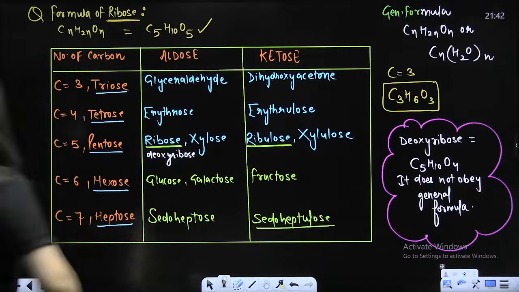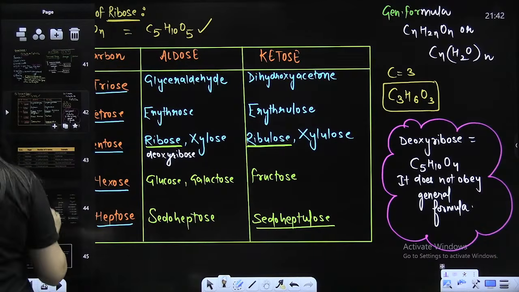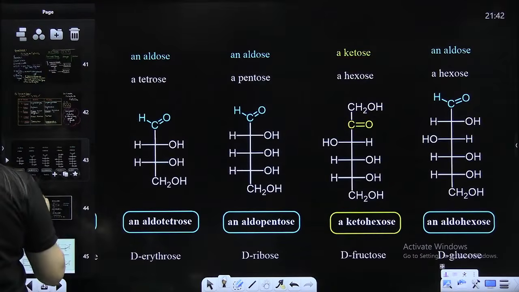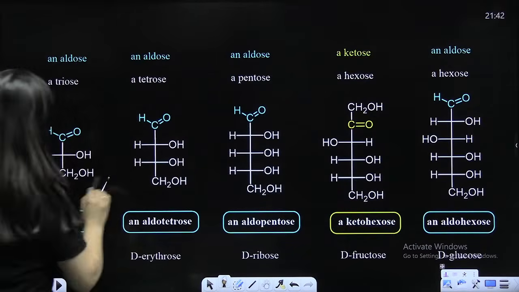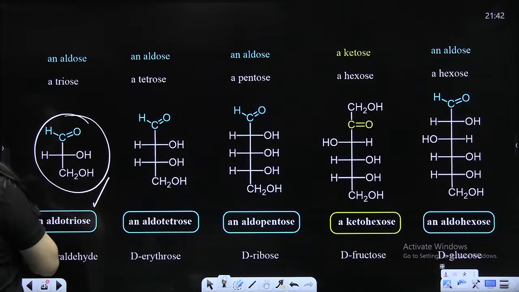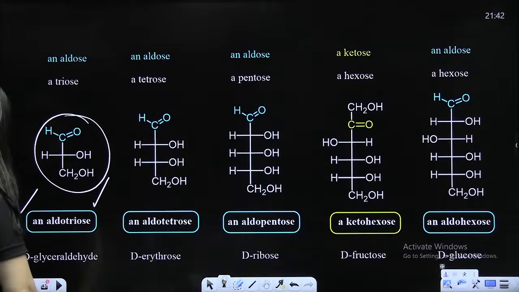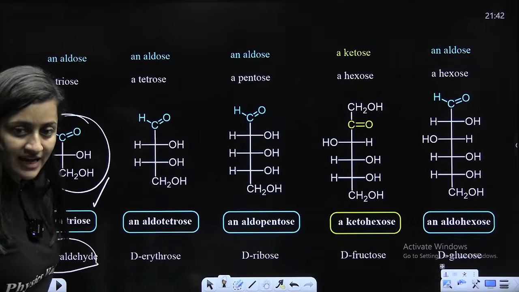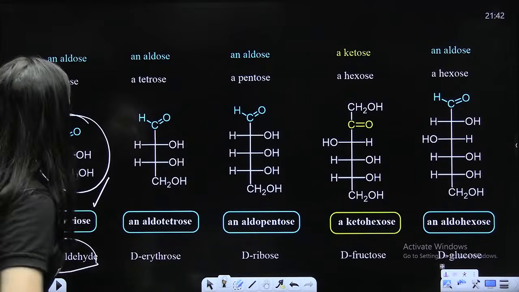Okay. Now, after this, look, this slide I will delete. So you can see it is aldotriose, meaning the functional group is aldehyde, right? And it is having 3 carbons. This is glyceraldehyde. I'll tell you the meaning of this capital D, small d as well. Have patience, okay?